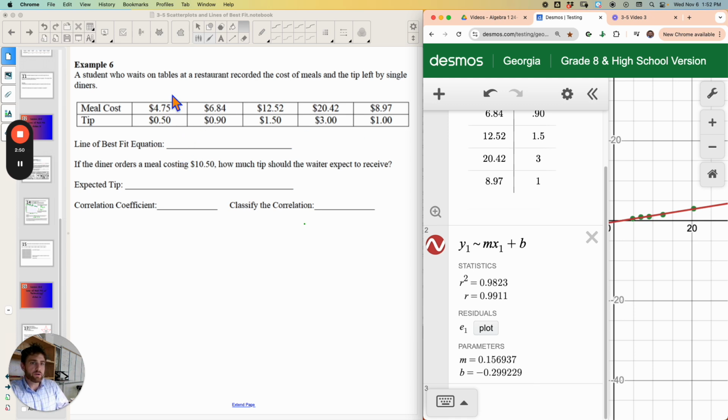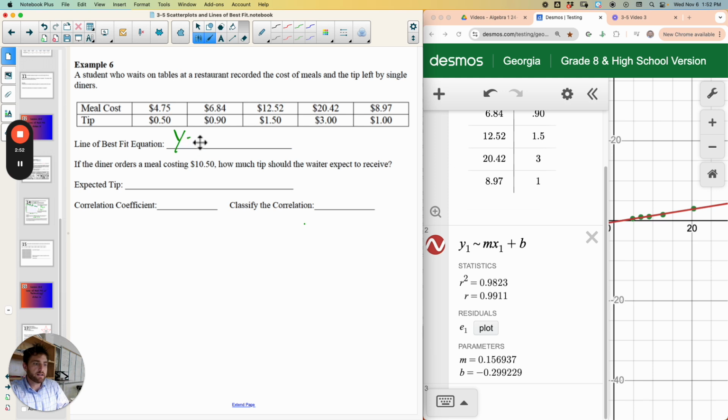So we'll write this right here. The line of best fit is y is equal to, and since we're dealing with cents and dollars here, I'm going to round to 2 decimal places. So y is equal to 0.16x minus 0.30, minus 30 cents. So this is my line of best fit.